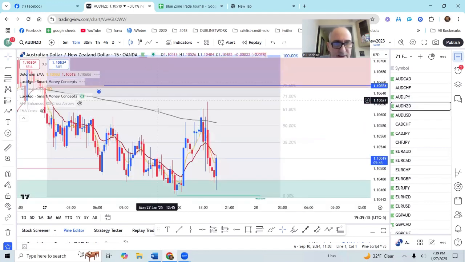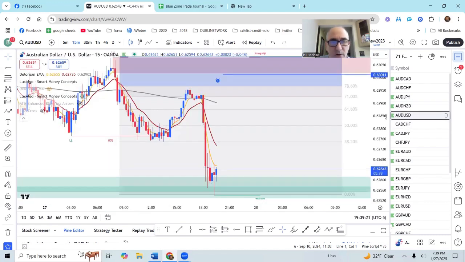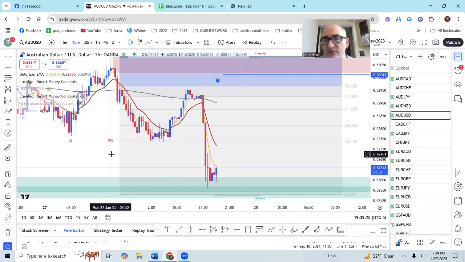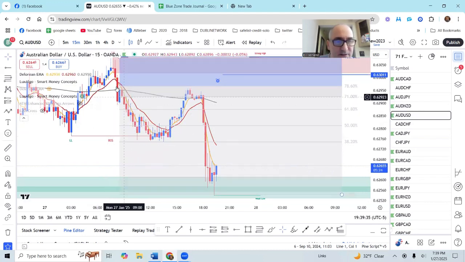AUDNZD, right? We're waiting for price to work its way back up here to the blue zone. What we're looking for is any new break of structures or new change of characters, whether they're a continuation of the current trend or a change of character, a change of trend. Now here you see we got a break of structure as this was coming down.